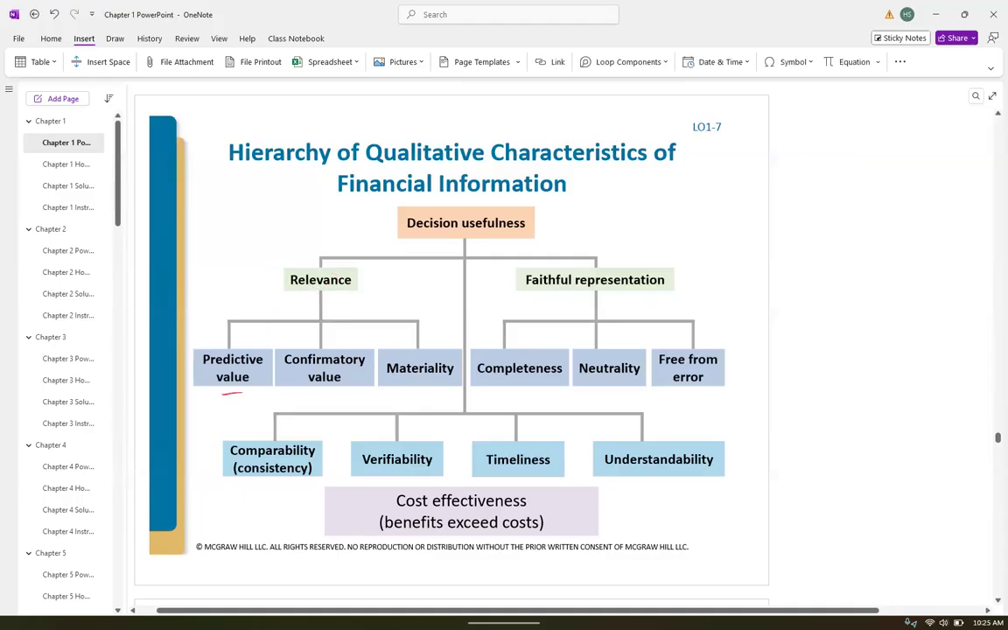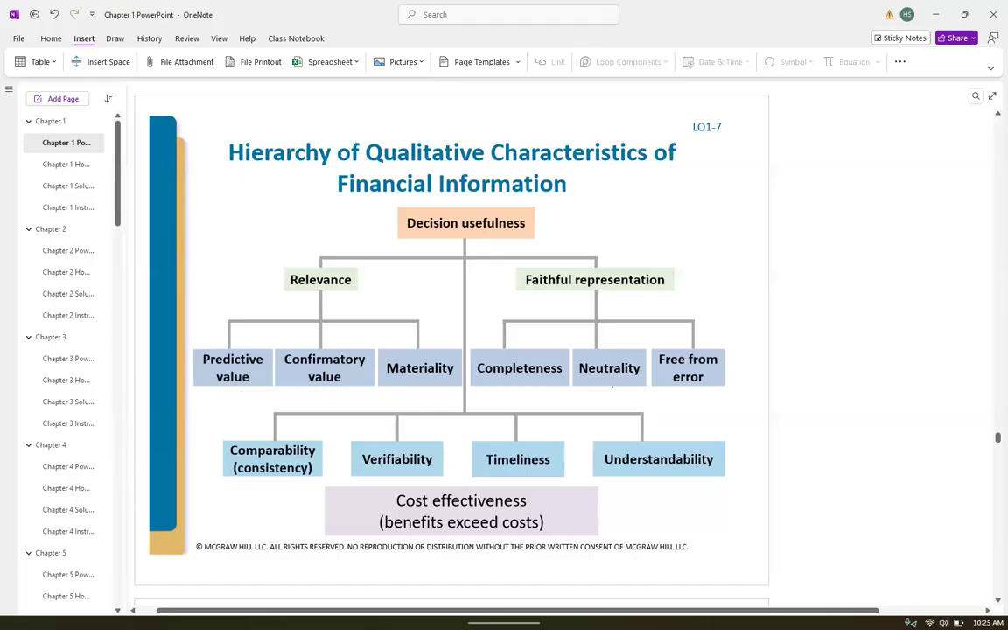Okay. Has a predictive value. Do these numbers have some sort of predictive value? Okay. Then you want to know, does it have a confirmatory value? I kind of mentioned that when I talked about neutrality. Confirmatory, we can confirm with the bank that Walmart actually has $1 million in there.